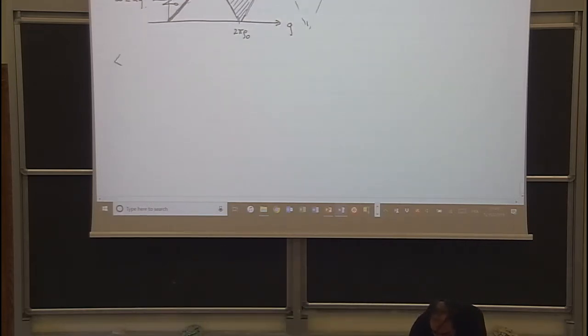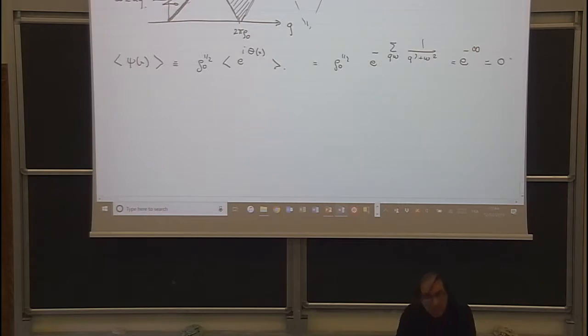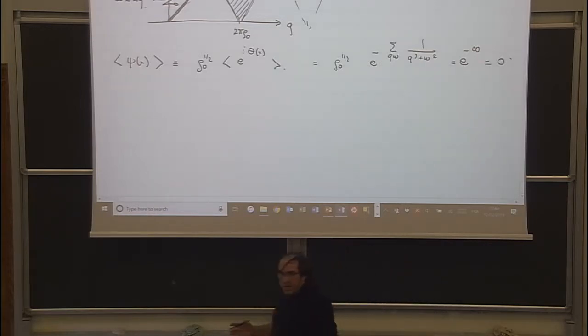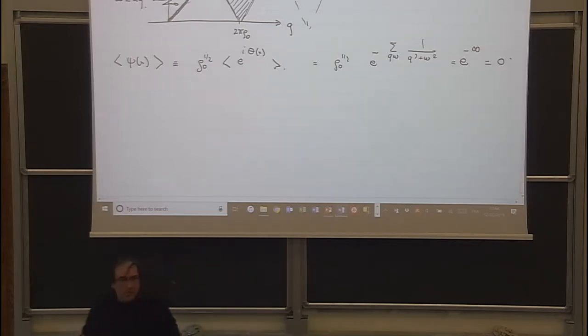So let's do the average of psi of x. So what is the average of psi of x? This is essentially rho 0 to the 1/2 exponential of I theta of x. And again, if I do this, it's rho 0 to the 1/2 exponential of minus sum over q and omega, 1 over q squared plus omega squared. So this is exponential of minus infinity. This is 0. So there is no average of the single boson operator.